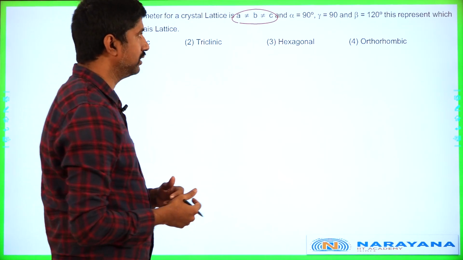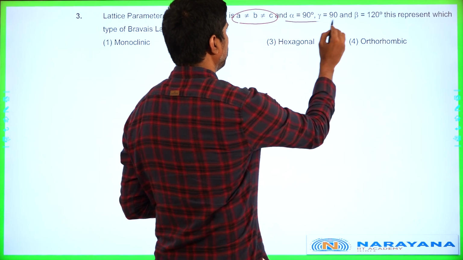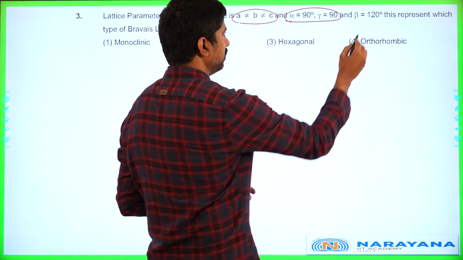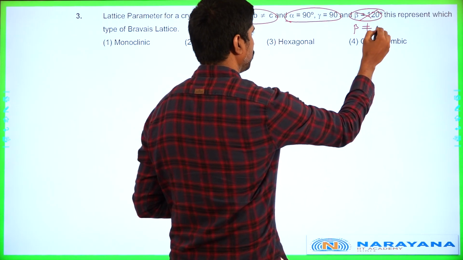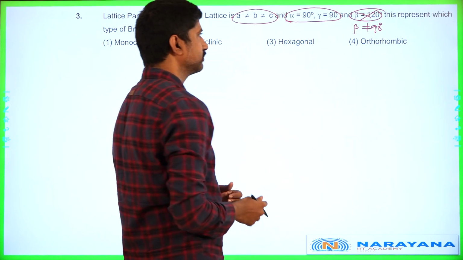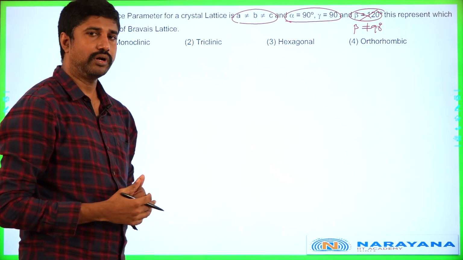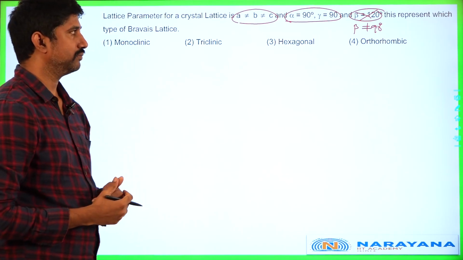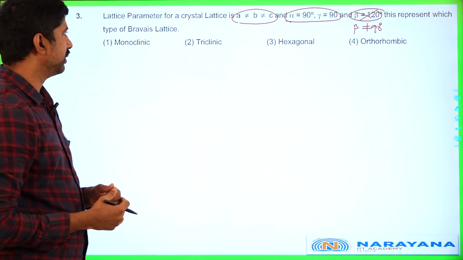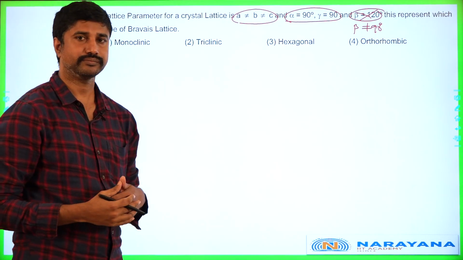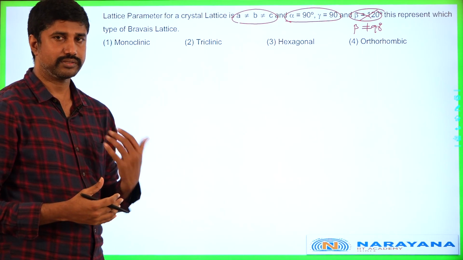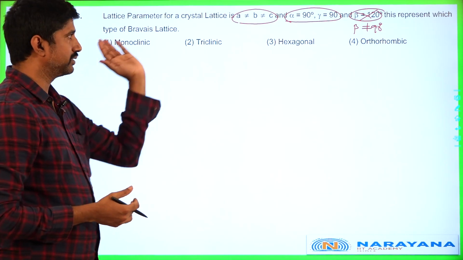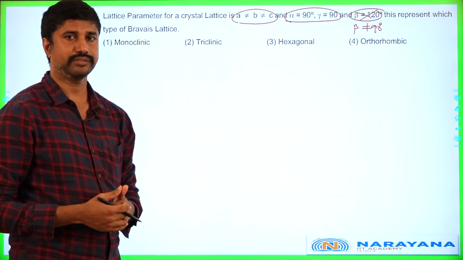Coming to the angles, alpha and gamma are 90, and beta, so this is a small correction, beta is not equal to 90 if we mention. This represents which type of Bravais lattice? Among the 7 kinds of fundamental crystal structures, which one is representing these lattice parameters?